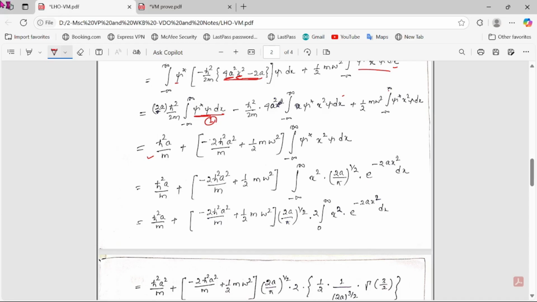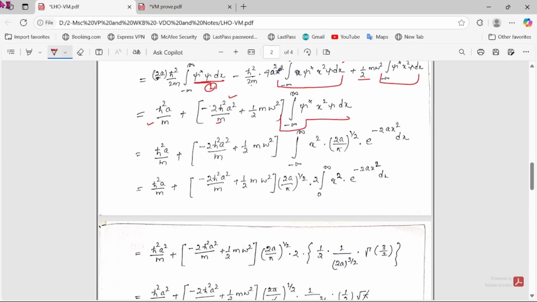Here you can see this integral and this integral are both the same. So if I take common from these two terms, then in the first term the 2 gets cancelled, so the numerator will be minus 2a square h cross square, 2 h cross square a square by m, plus this one, half m omega square, because this integration is common for these two terms. I have written over here minus infinity to plus infinity psi star x square psi dx, right? So as such this term is written over here, psi star x square psi. There is no differentiation, so we can write x square psi star psi.